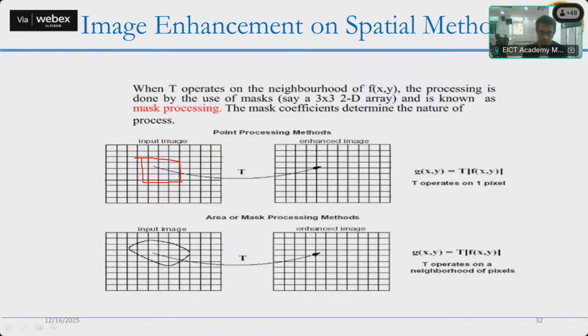What do we have here? The input image is there, and on the other side it is the enhanced image. Here it is the input image, and the input image is enhanced. Why are we not able to draw the points? The point will vary with respect to T. On that basis, we will find a particular value.